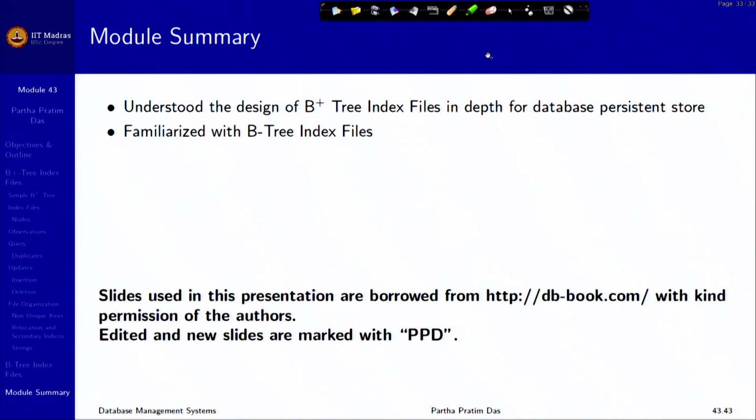So, this brings us to the end of this module. We have discussed B plus index files, both for indexes as well as for keeping the primary data, and we have familiarized ourselves with B tree index files as well.